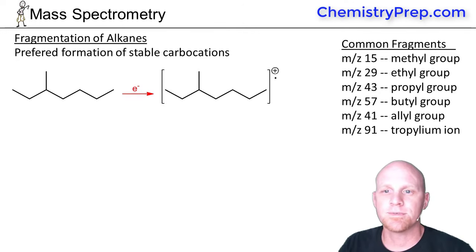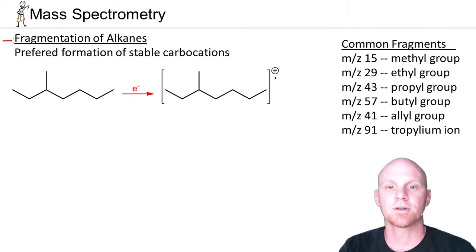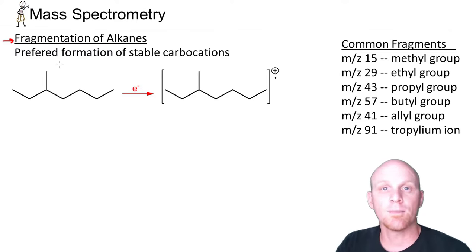So now we're going to take a look at some different fragmentation patterns depending on the functional group. And we're going to start with fragmentation of alkanes, and we've kind of already looked at these to some extent already. And in this case, you just got to know that we're looking to form the most stable carbocations possible.